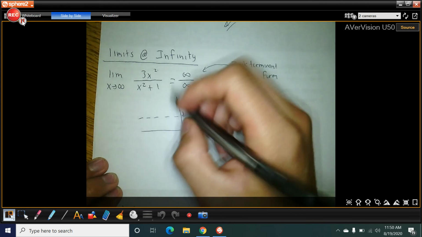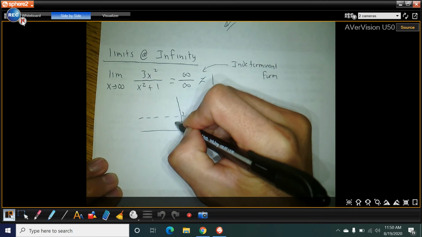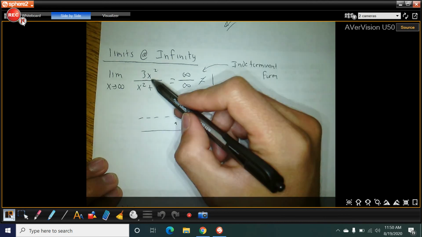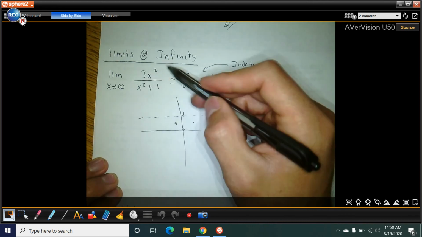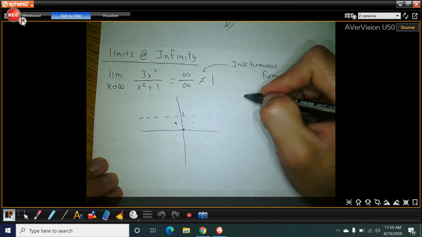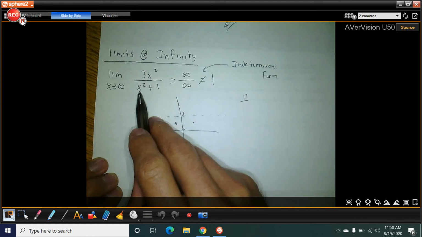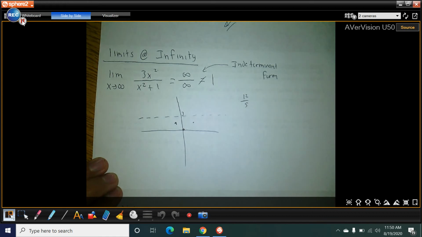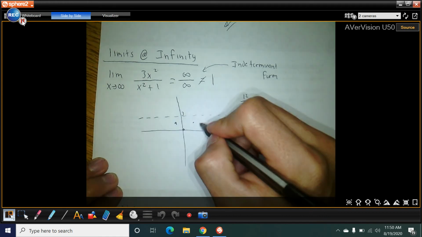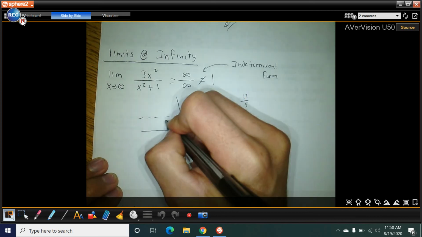If I plug in -1, I'm going to get the exact same value because of the square. Okay, let's say I plug in 2. 2 squared is 4. 4 times 3 is 12. So we will get 12 divided by 2 squared, which is 4, plus 1, that's 5. So 12 over 5. That is going to be more than 2, so that's going to be a little bit closer. And it's going to be the same thing for the negative.